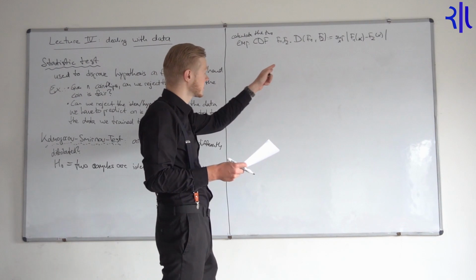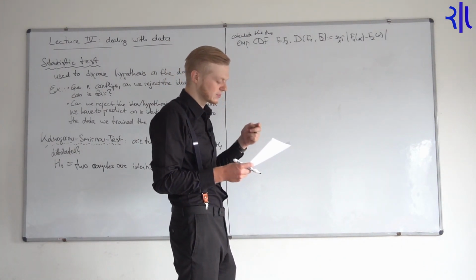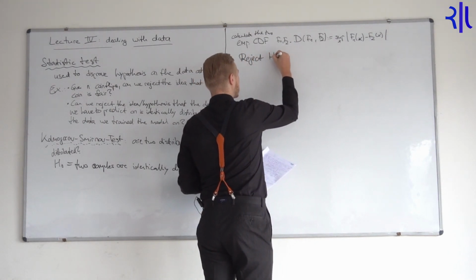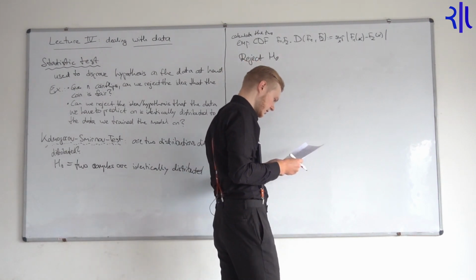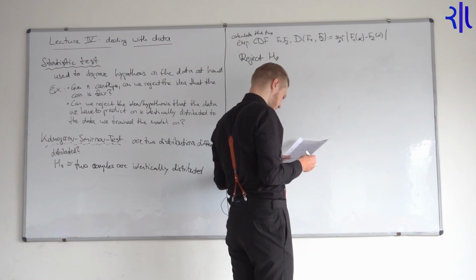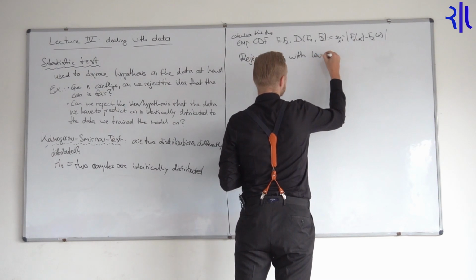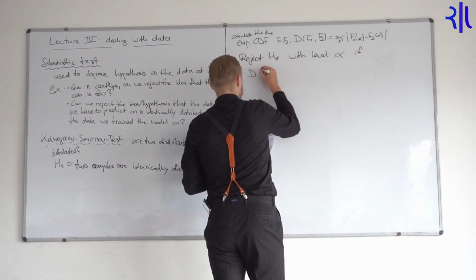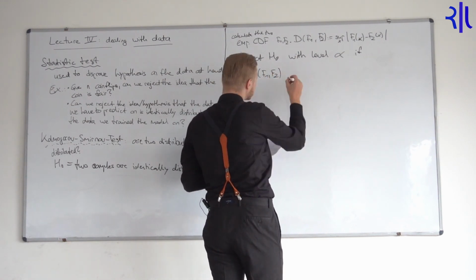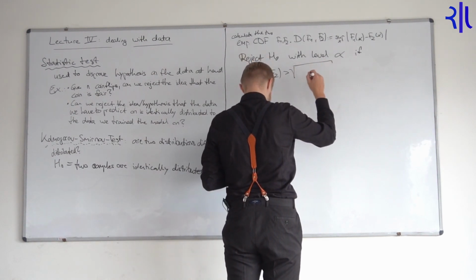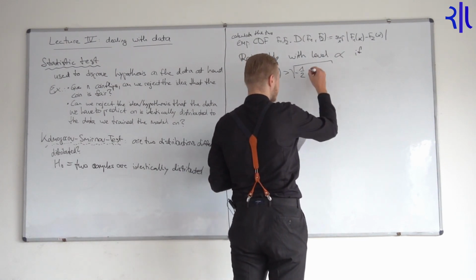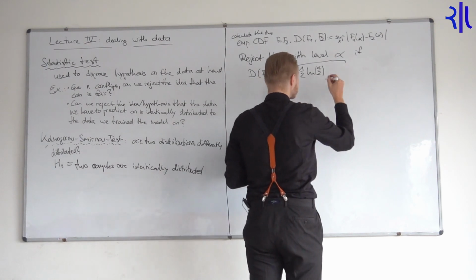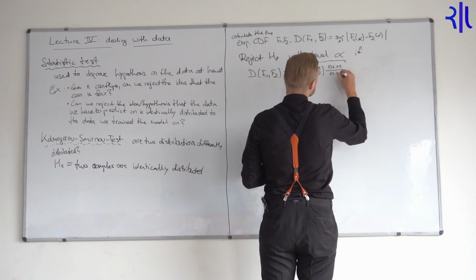So here we say the distance is the supremum of the absolute value of the difference between the two, and we reject the null hypothesis with level alpha if the distance between the two is greater than this statistic.